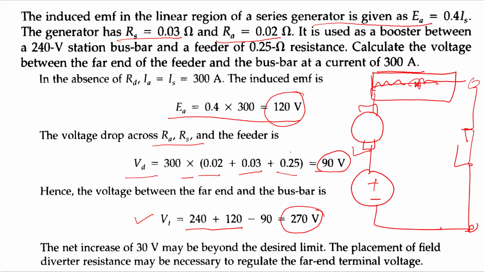You must be like him. He is asking many questions, right? So you must be like that. If you are not understanding, you must ask. So we got 270 volt, the terminal voltage. Therefore, we are boosting the voltage. Here the substation is 240 volt, and we are boosting it to 270 volt, right?